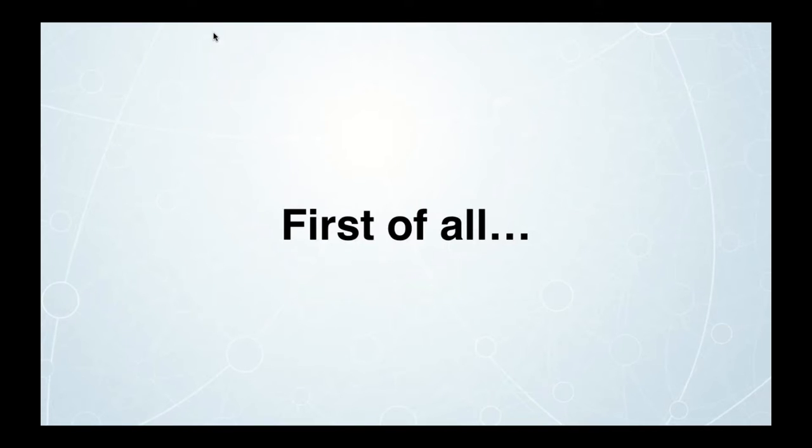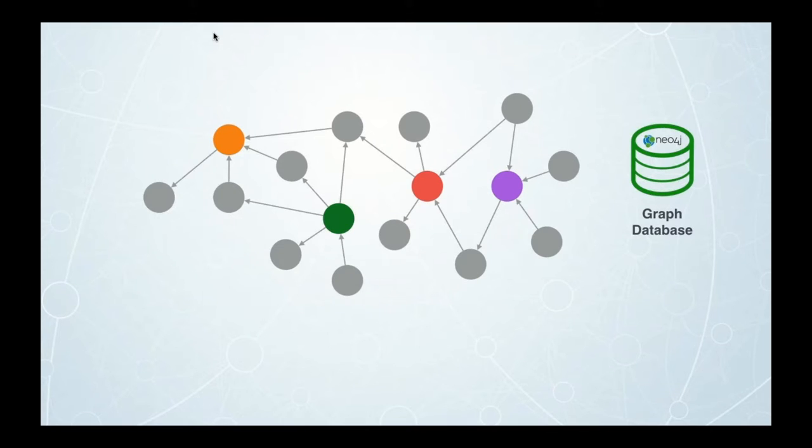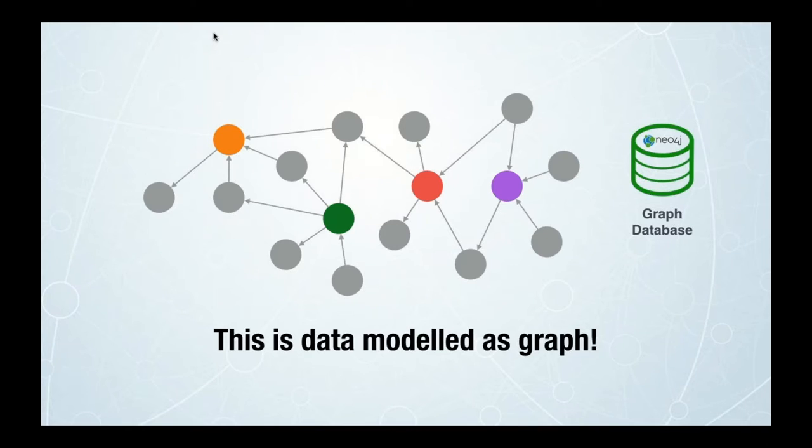First of all, though, just to give you a 20-second intro to what we mean when we're referring to graphs. When we talk about graphs in this presentation, we're essentially talking about a way of representing and storing data. So in this picture, for instance, we have data represented as rows and columns, as data would be stored in a relational database, while this data is modeled as a graph, which essentially means data that is connected through data relationships. And this is how data is represented when you're using a graph database such as Neo4j.